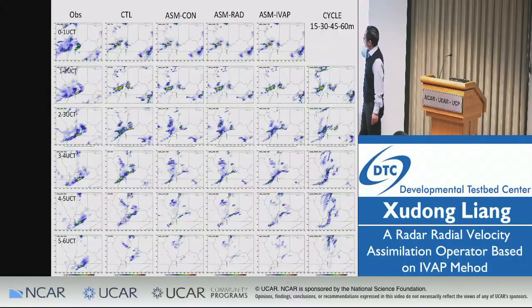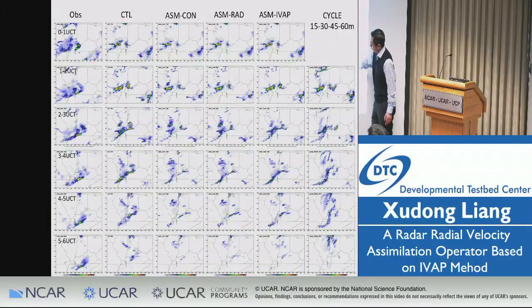And in the assimilation, the northeast belt is weakened compared to the control run, so it is more similar to the observation. But this rain belt is also missed. We can see it is missed here. It is very much missed.